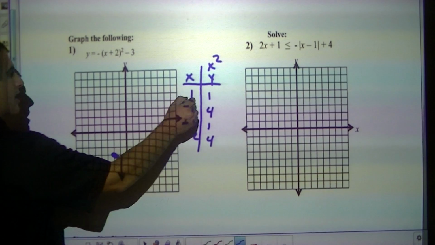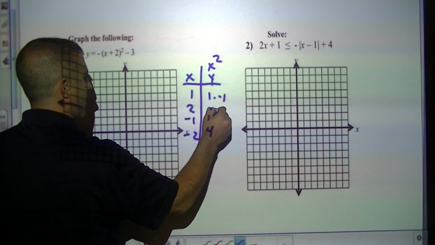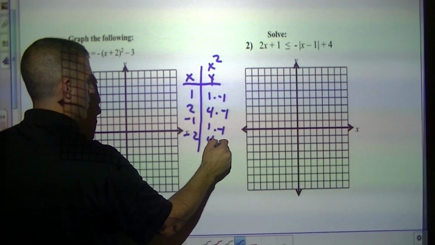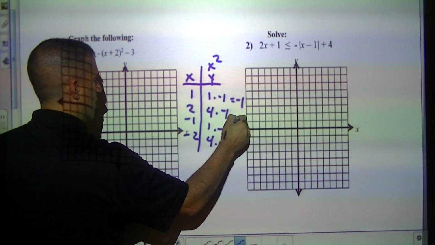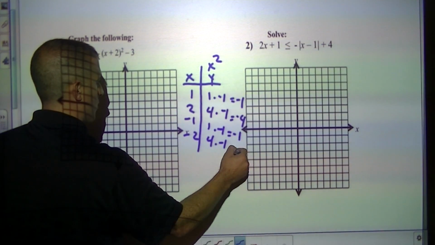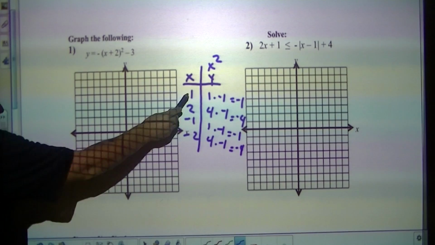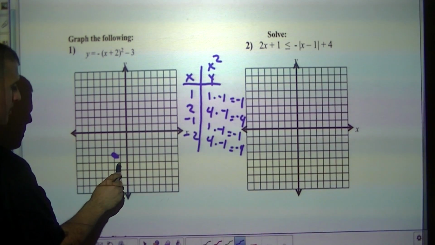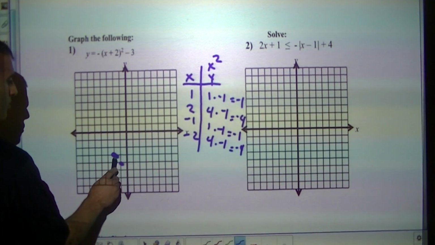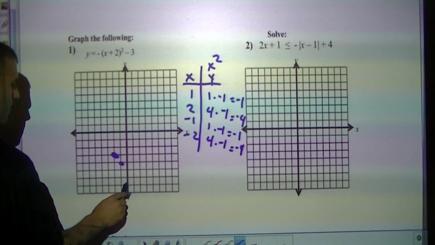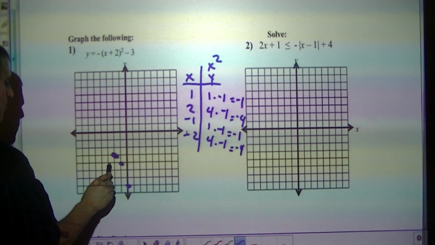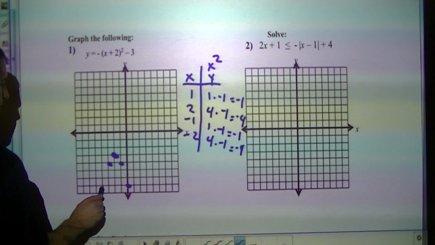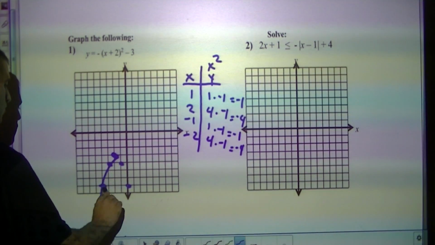Now, since I have that negative out front, I'm going to multiply everything by -1. So it's -1, -4, -1, -4. That means right 1, down 1, right 1, down 1. Right 2, down 4. Left 1, down 1, left 2, down 4. And it's going to be like a U shape.